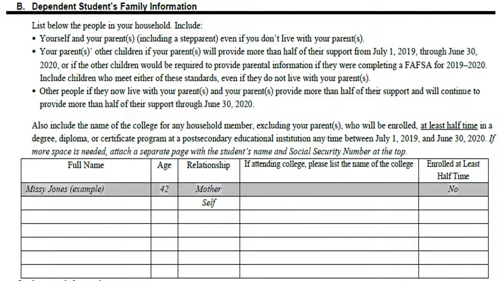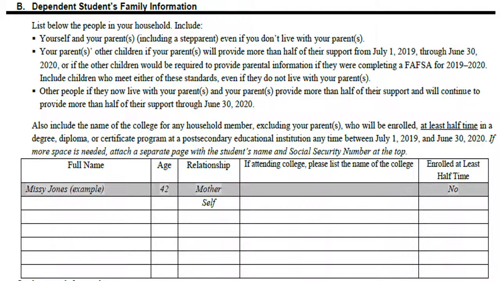In section B, we need everyone in the student's household. Be sure to read the instructions in this section because this can be very confusing as to who to include and who not to include in this section. At minimum, we need you as the student, your information here, and because this is the dependent form, you are dependent on a parent, so we need at least one parent in this section as well.